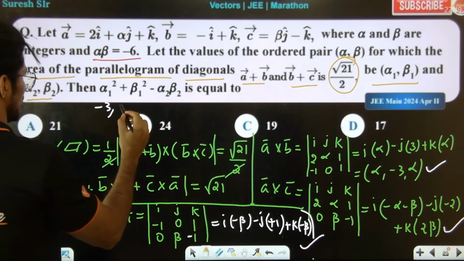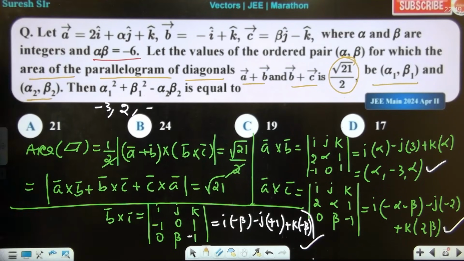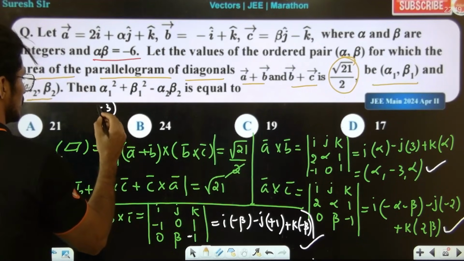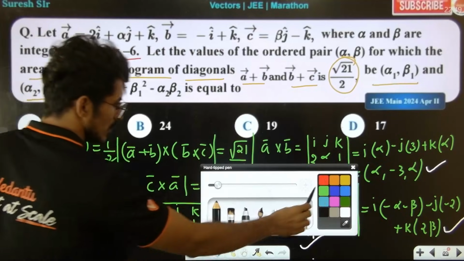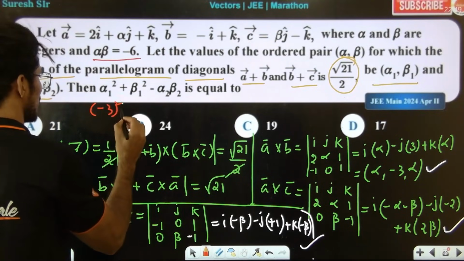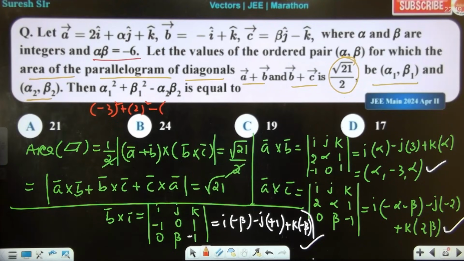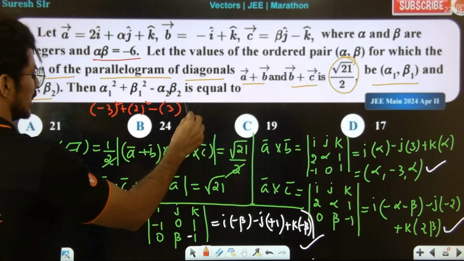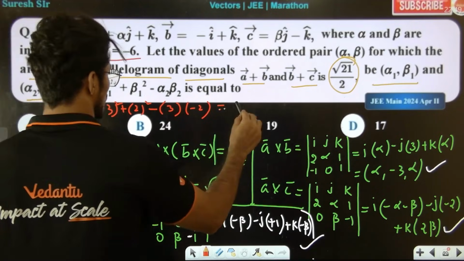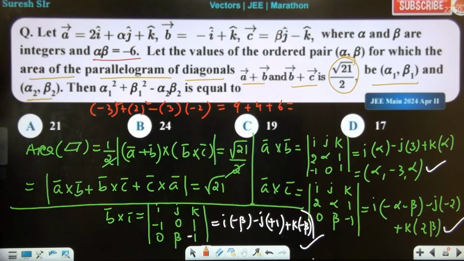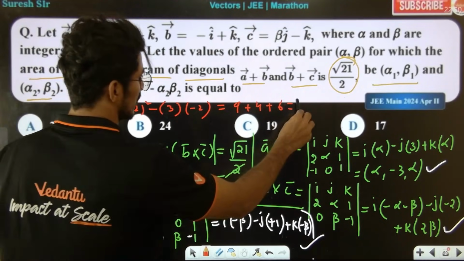Minus 3 whole square, let me write with red color, guys. Minus 3 whole square plus 2 square minus alpha 2. What is alpha 2, sir? 3 and minus 2. So this is going to be 9 plus 4 plus 6. This should be 19 as the answer. Any doubts? 19 should be the answer.